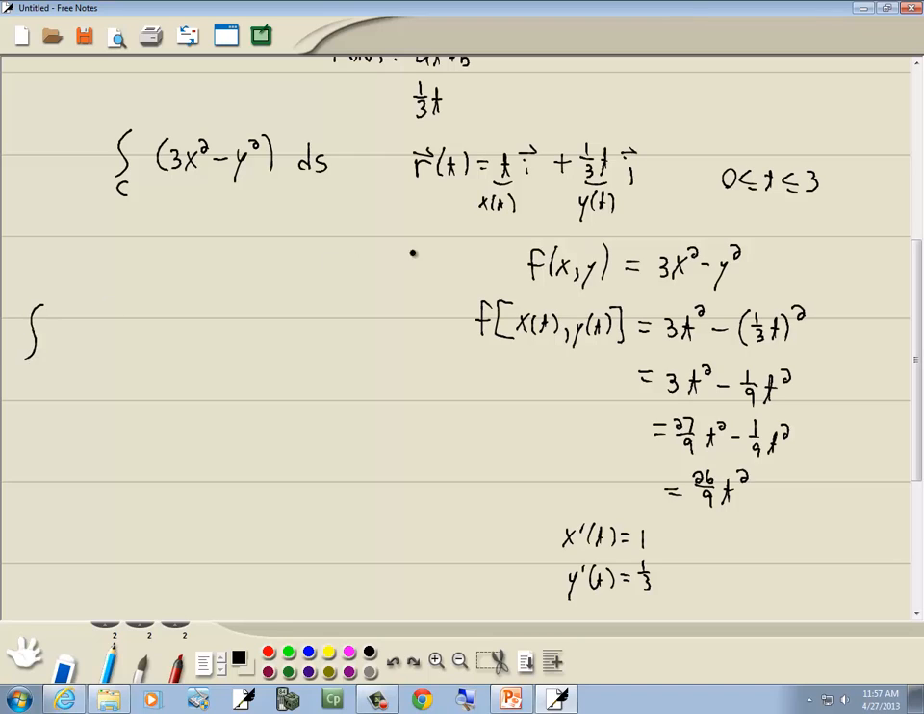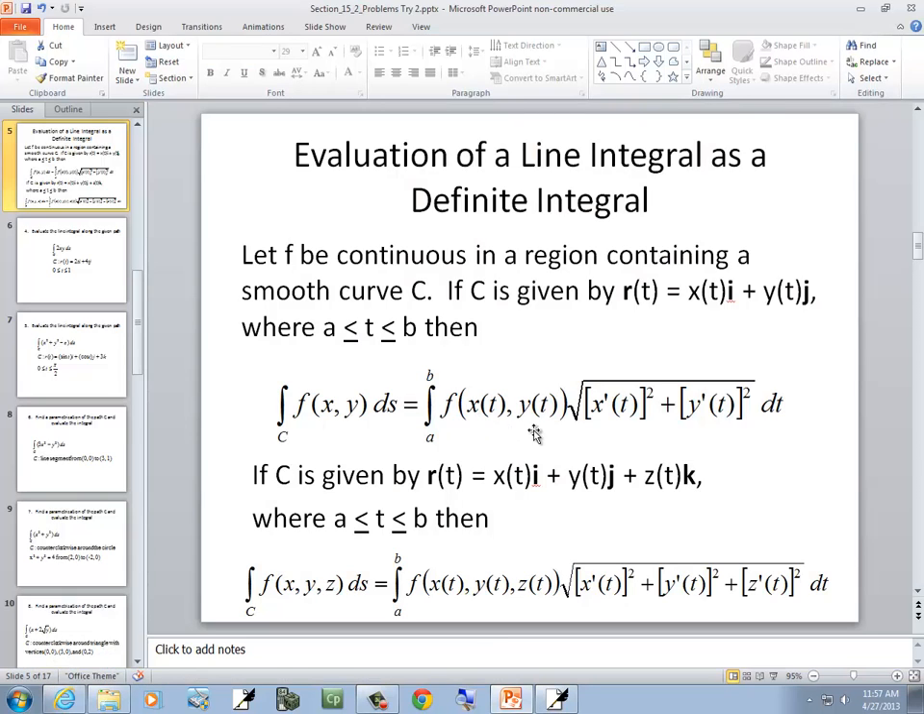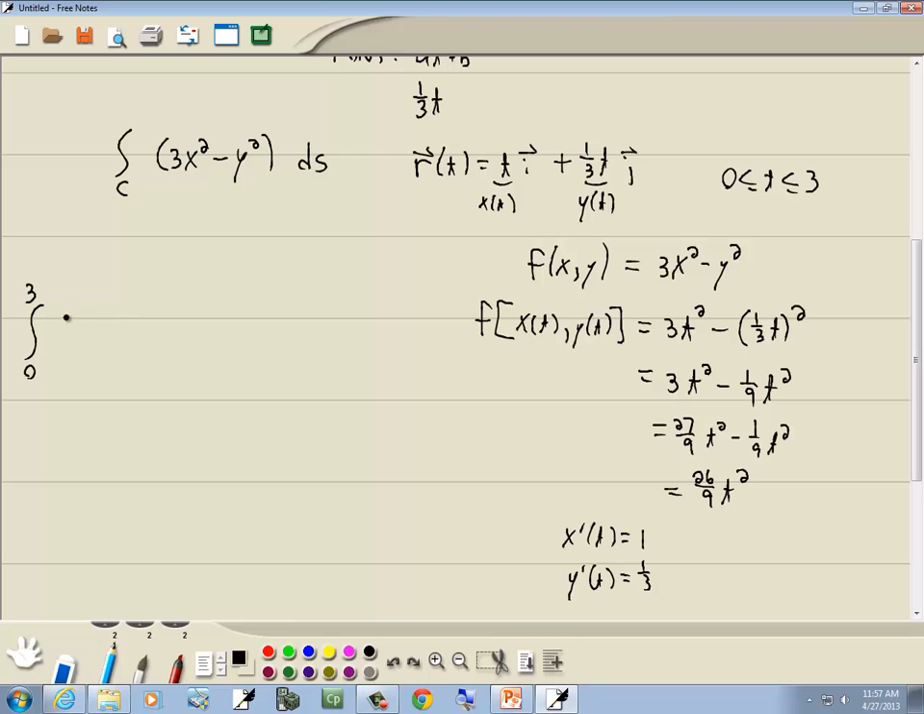Okay, so it's going from a to b. Now we're ready to plug everything in. So it's going from 0 to 3. Remember, these are your t values. And then we want our function next. Our function we said was 26/9 t squared times the square root of x prime squared, which is 1 squared, plus 1/3 squared, dt. Well, the 26/9 I can go ahead and put out in front. And that's the integral from 0 to 3 of t squared, and then this becomes 1 plus 1/9, dt.